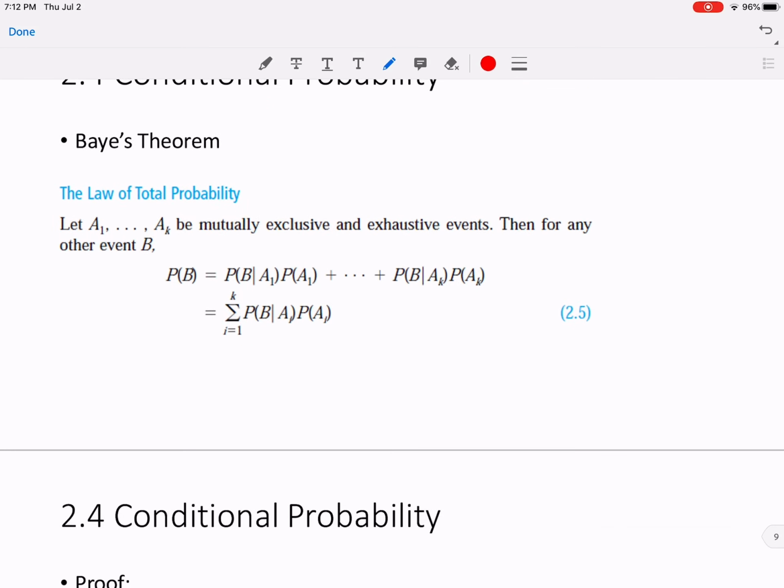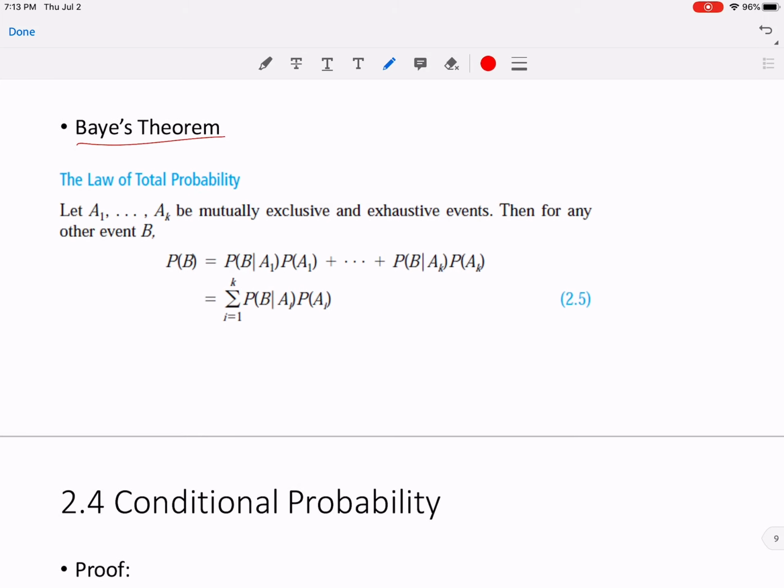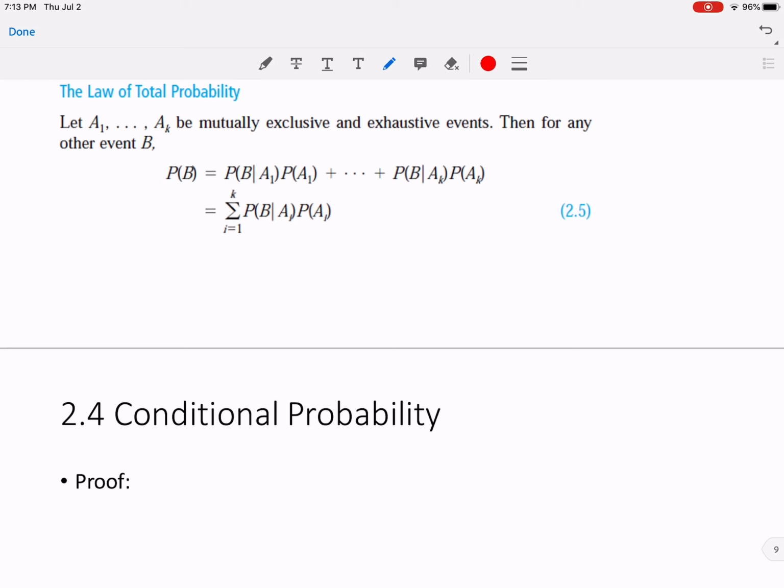All right, the last part of the conditional probability is called Bayes' theorem. Actually, this is not the most important part in this class, but if any of you have a chance to take more advanced probability classes, you will see this name a lot. So we won't talk too much about this theorem. We'll just take a quick look at it and take a short proof. Now let's take a look at this.